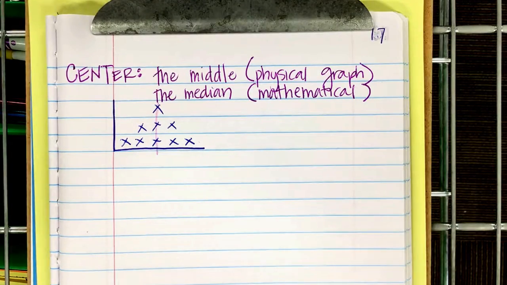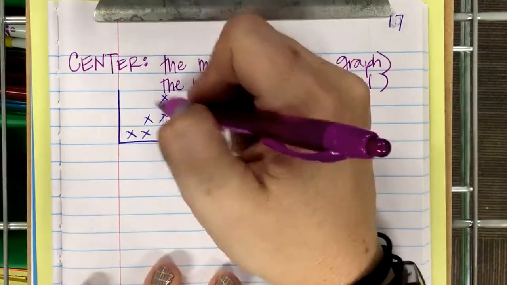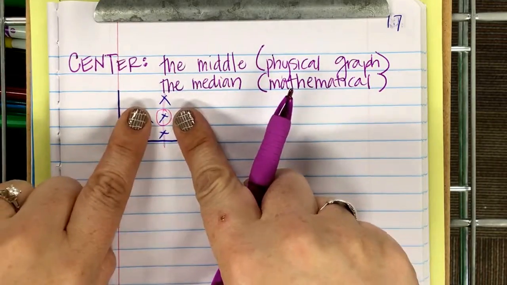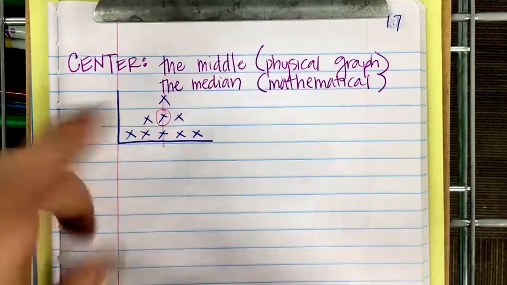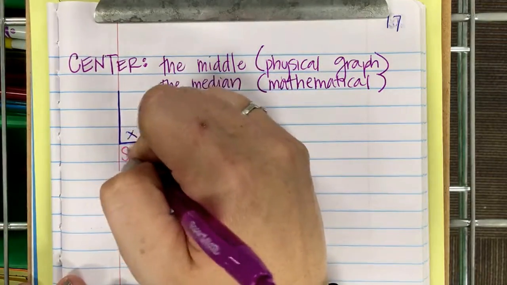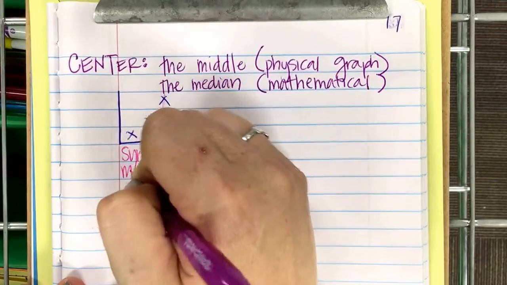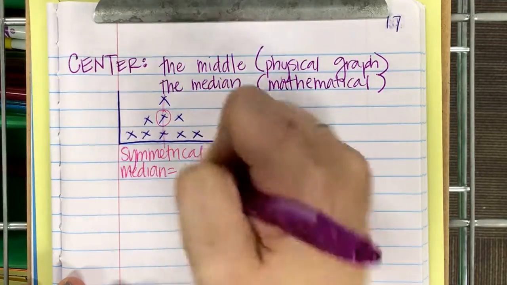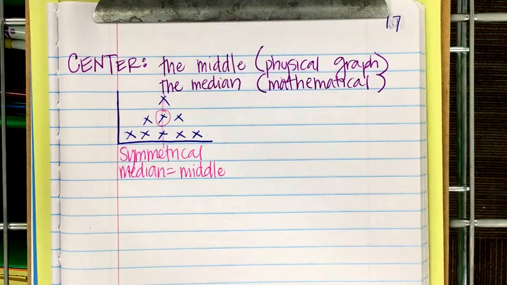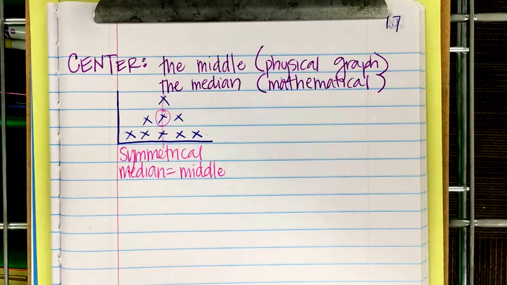Where's the median if it's symmetrical? Same place. I mean, right there, right? It's literally in the middle. So if it's symmetrical, the median is the middle. Or if it's close to symmetrical, the median's probably in the middle, like the middle of the data. It's a good statistical showing.